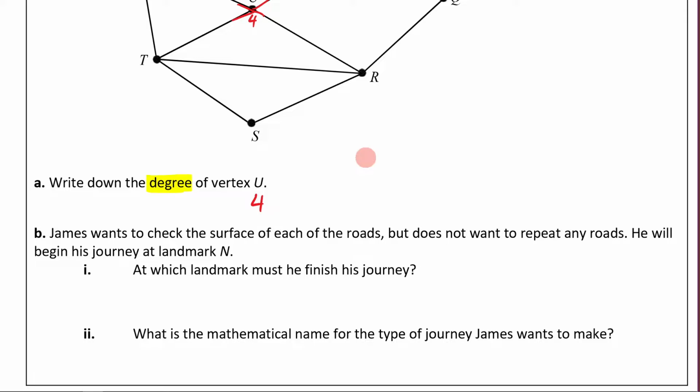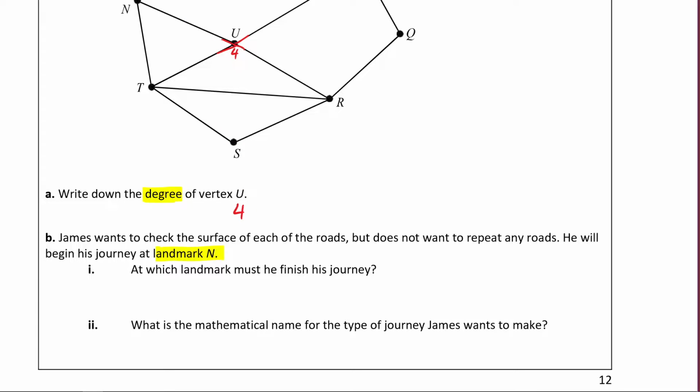We then continue down and we read part B, which says, James wants to check the surface of each of the roads, but does not want to repeat any roads. He will begin his journey at landmark N. At which landmark must he finish his journey? All right, so this is getting us to think for a moment about, what exactly are we after? So the fact that he wants to check the surface of the roads, but he doesn't want to repeat any of the roads, well, we know that the roads are our edges. So if we're concerned about edges, we know that Euler is concerned about edges. So all of this talk about roads and not wanting to repeat roads is our clue that we're concerned about edges. And we want to go through every edge only once.